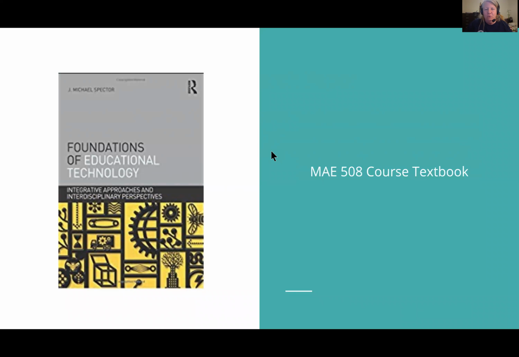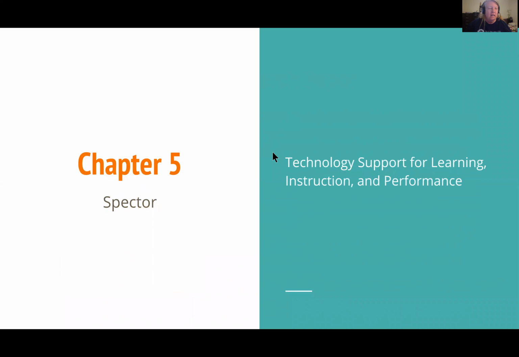Now we're going to go to the reading in the course textbook, and this week we were supposed to read chapter 5 from Spector. The topic was technology support for learning, instruction, and performance. And if you notice those 3 key words, learning, instruction, and performance, those are themes of this textbook. And I wanted to go over a couple things that really stood out to me.